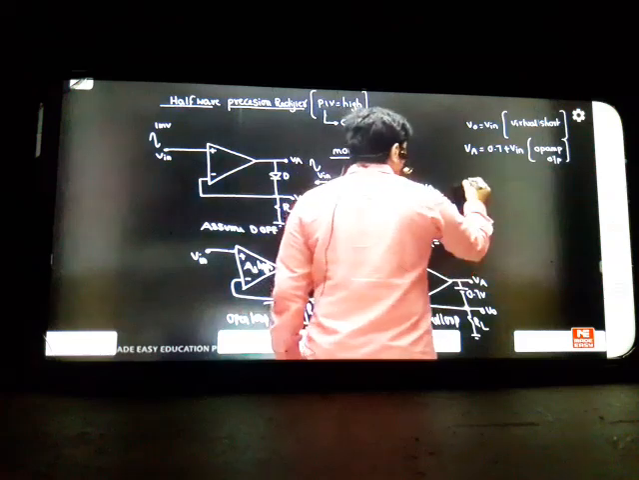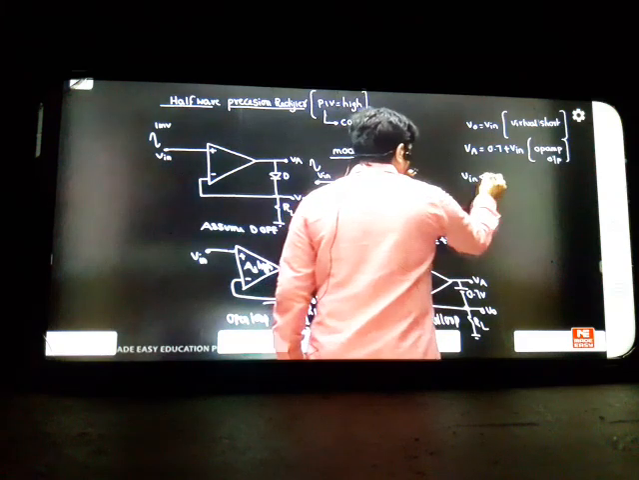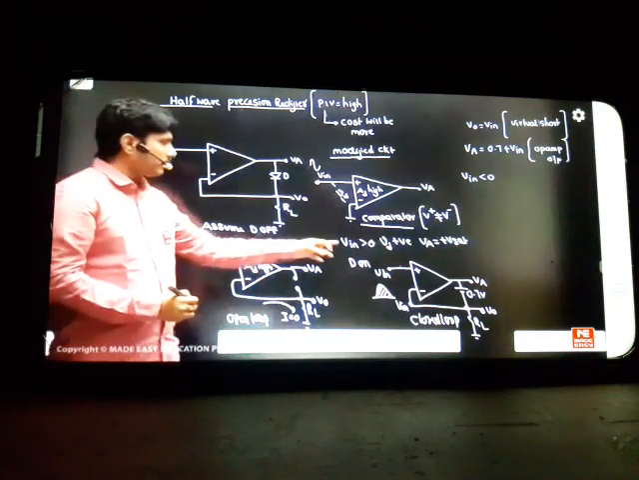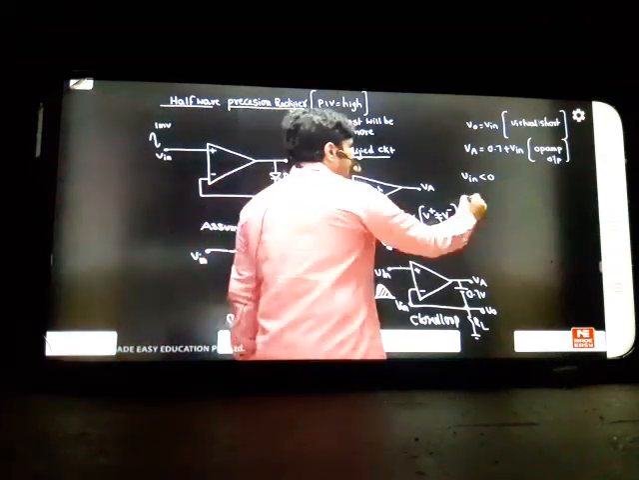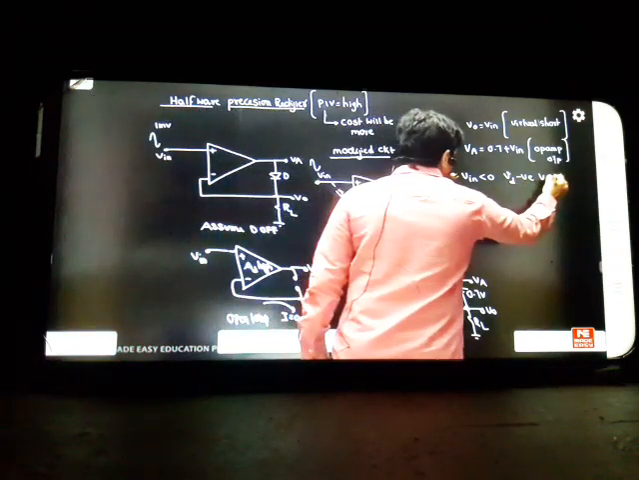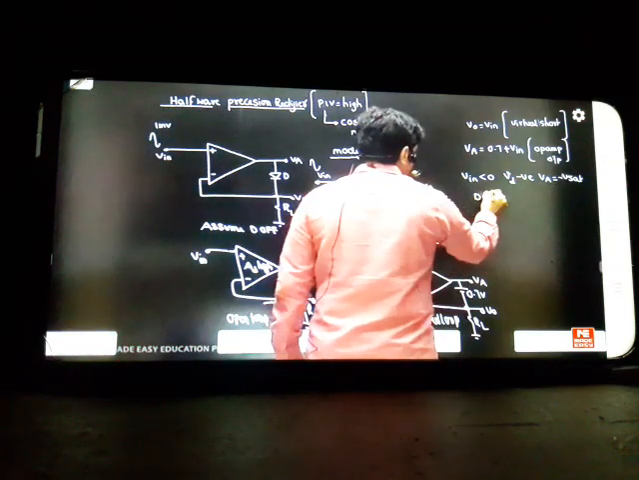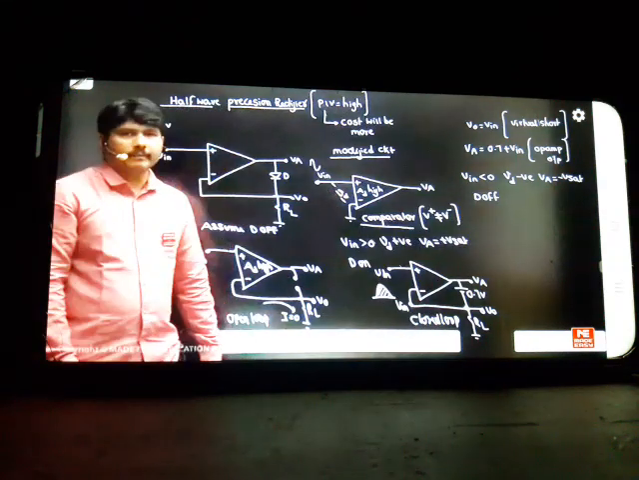Now the second one: suppose your input is less than 0. We applied a negative cycle in the class. So a negative cycle means VN will become less than 0. So this difference will become negative. Then VA becomes minus V saturation. When it is negative V saturation, the diode will be off. The diode will be off for minus V saturation.